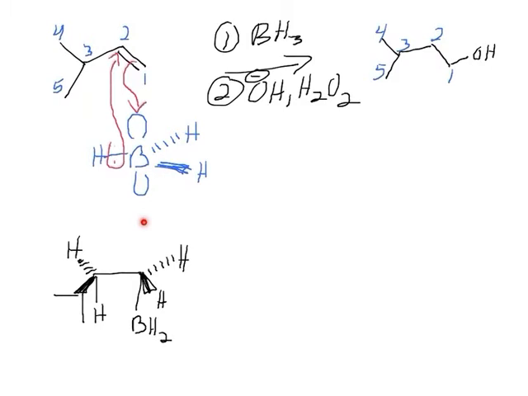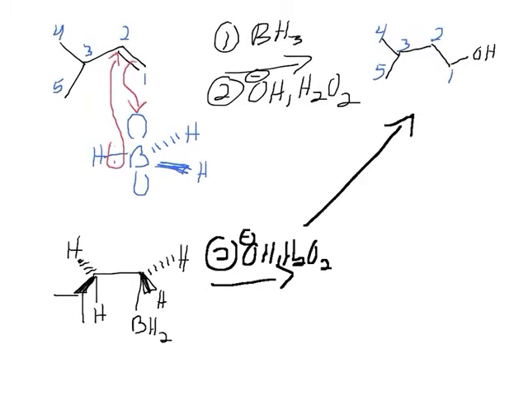So the final step here, that's all step 1. Step 2 then is just the OH minus and the hydrogen peroxide. We didn't ask you guys to know this, remember? And that gets us to the product. The OH replaces the BH2 on the same side, so they end up being the same side. Good point. 1, 2, 3, 4, 5.